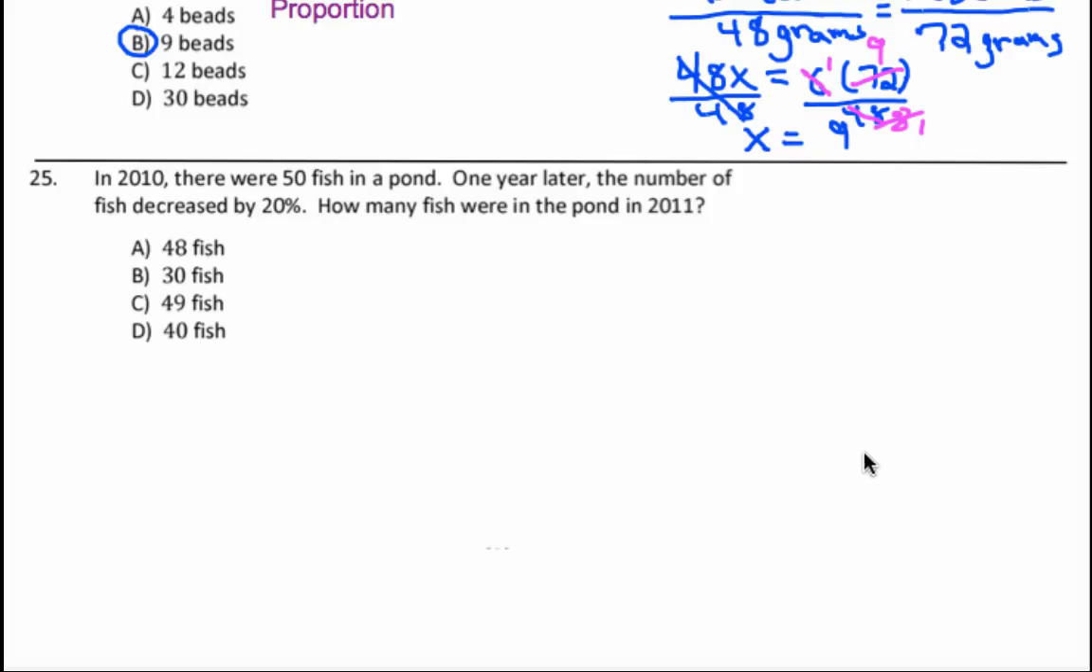Problem number 25 is a percent word problem. In 2010, there were 50 fish in a pond, and in 2011, 1 year later, the number of fish decreased by 20%. So they want to know how many fish were in the pond in 2011. And clearly, we'll have fewer than 50 fish since the fish decreased by 20%.